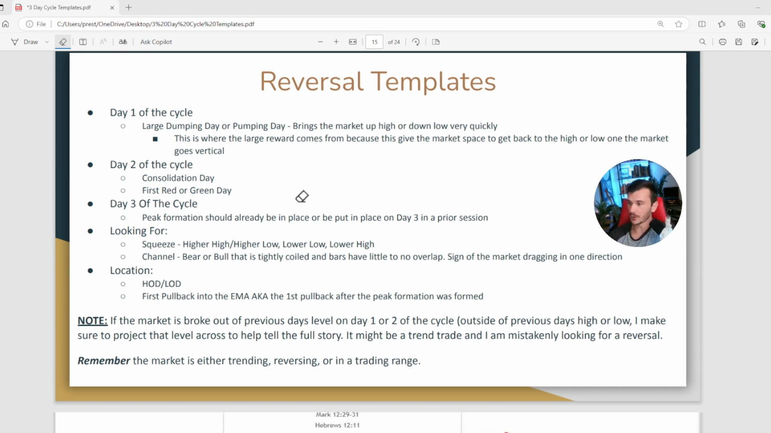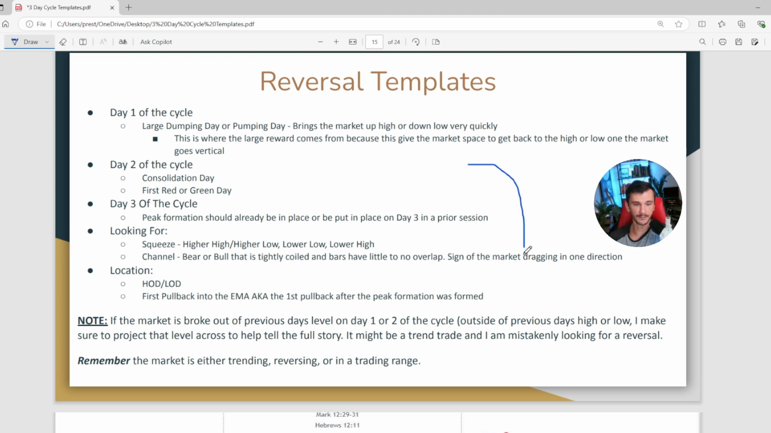But what about for reversal trades? Maybe we're moving in one direction for 3 days or something along those lines. So day 1 of the cycle, a large dumping day or a large pumping day, it basically is going to bring the market up high or down low very quickly. This is where all the reward comes from, because in a reversal trade, it's going back for the money at the other side of a range.